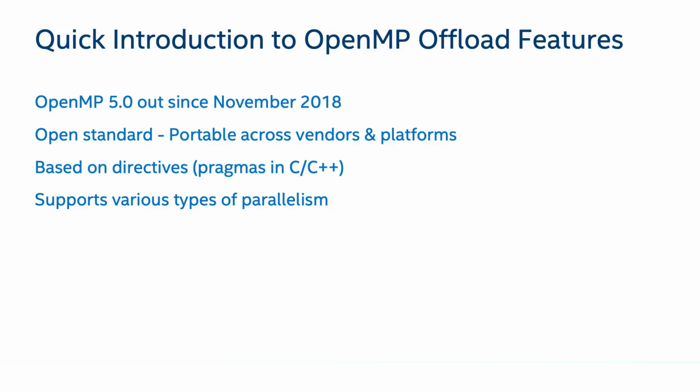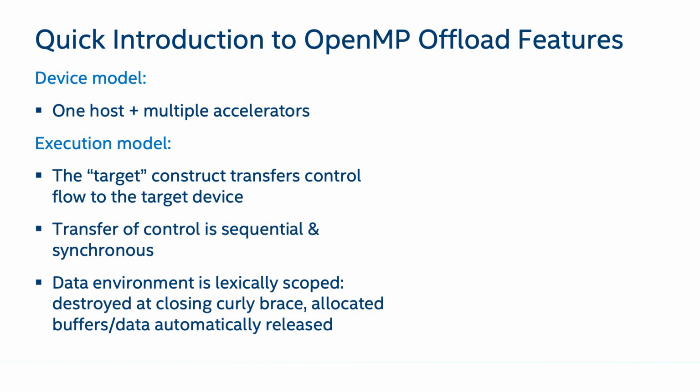So, a quick introduction. OpenMP has been out since November 2018. OpenMP, as you know, is an open standard, which is portable across vendors and platforms. And it is based on directives, attempting to make programming easier. And at the same time, it supports various types of parallelism. So, with OpenMP Offload, we have one host and one or more accelerators.